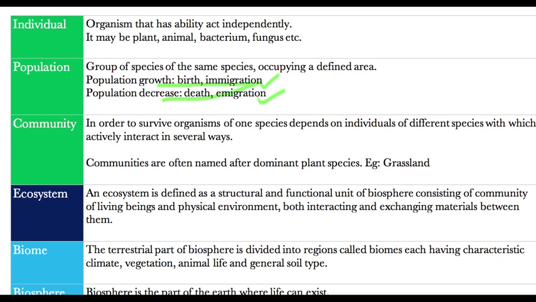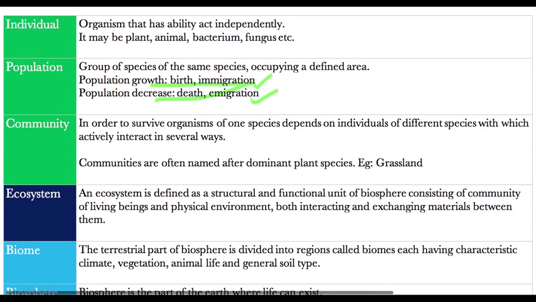Then come to community. In order to survive, organisms of one species depend on individuals of different species with which they actively interact in several ways. Communities are often named after the dominant plant species, for example grassland, forest, etc.